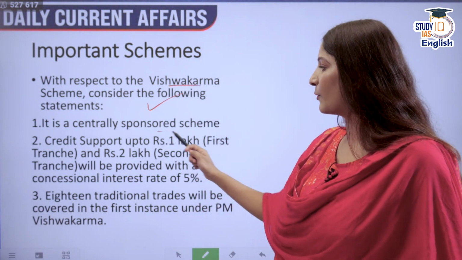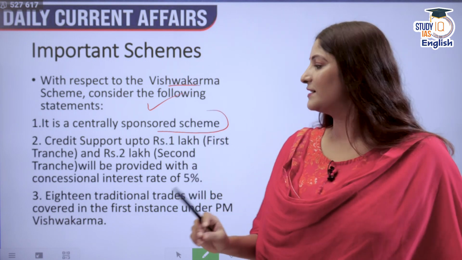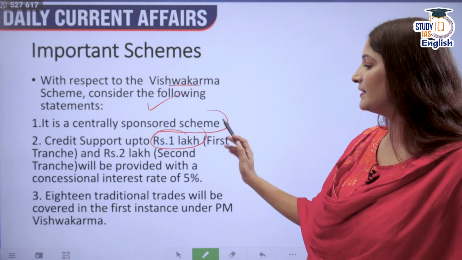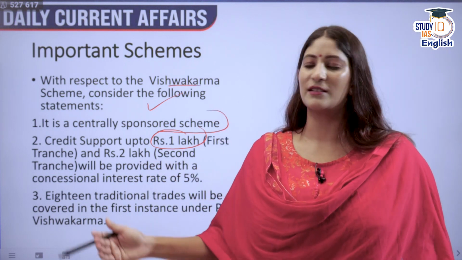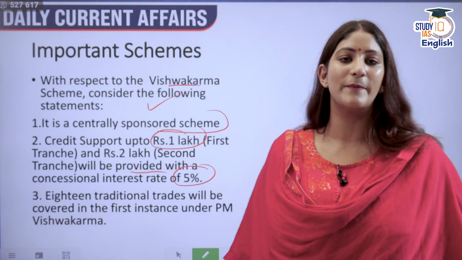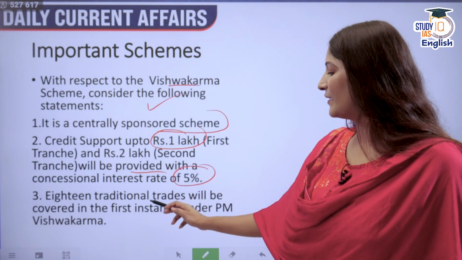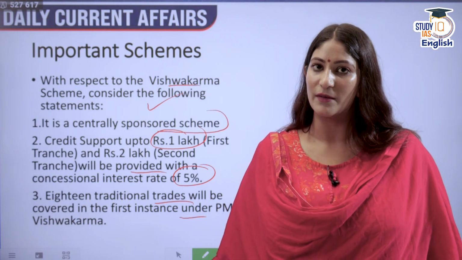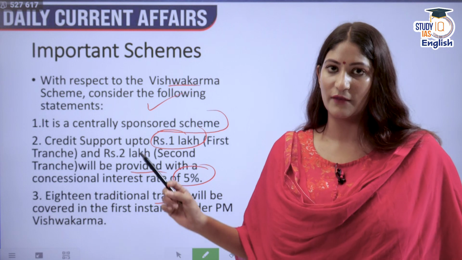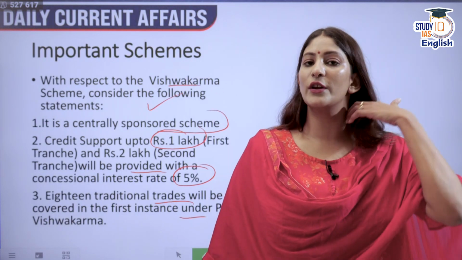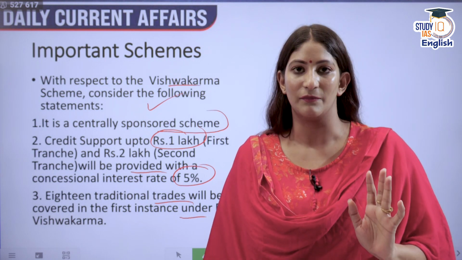So it's a centrally sponsored scheme. First, credit support up to rupees 1 lakh in the first tranche and 2 lakh in the second tranche, that means artisans we can say, will be provided with a concessional interest rate of 5% only. And 18 traditional trades will be covered in the first instance under the particular scheme. So PM Vishwakarma Yojana, we are going to talk about that. How many of the statements given above is or are correct? This is going to be launched on the Vishwakarma Jayanti.